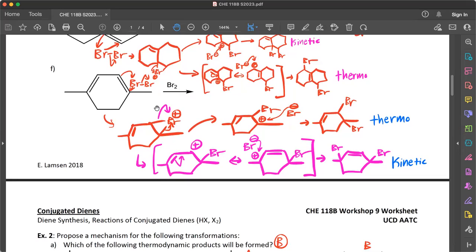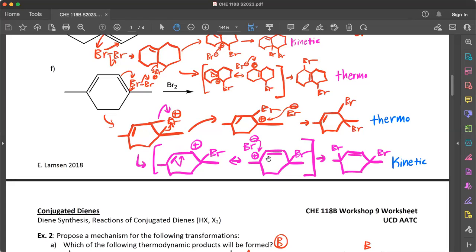Okay, and then for the next one, we see here we form a bromonium ion, we form our most stable carbocation. So in this case, this is not going to be our most stable carbocation. Even though this is tertiary and this is secondary, this secondary carbocation is more stable than this tertiary carbocation because this secondary carbocation can do resonance with the double bond adjacent to it.